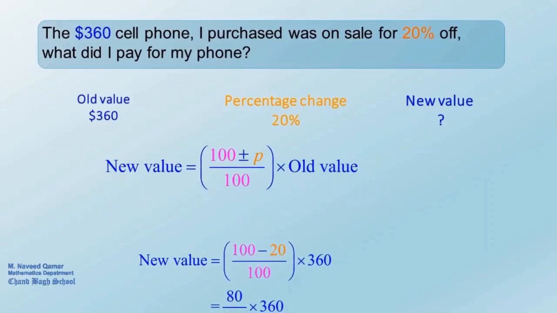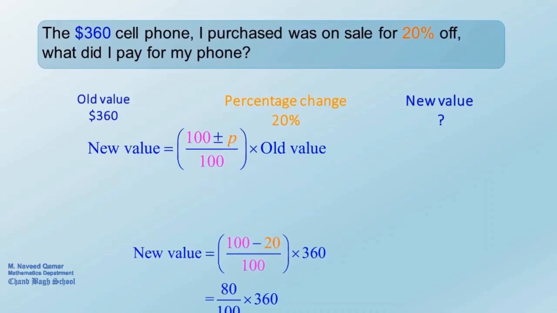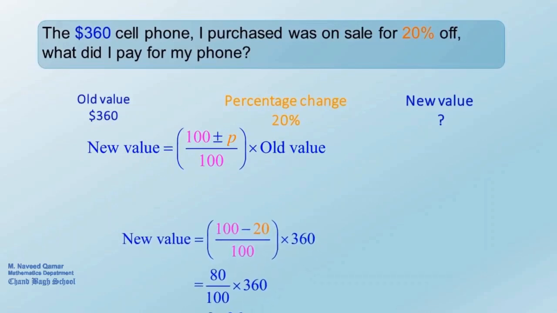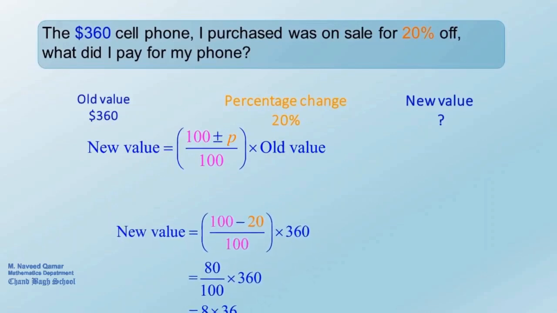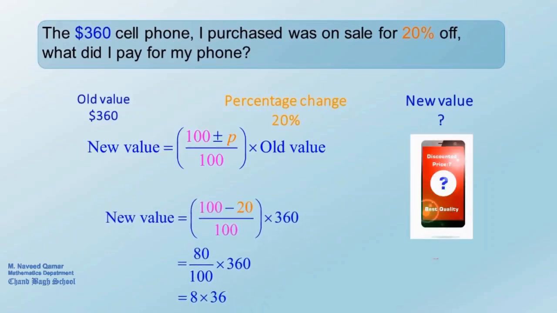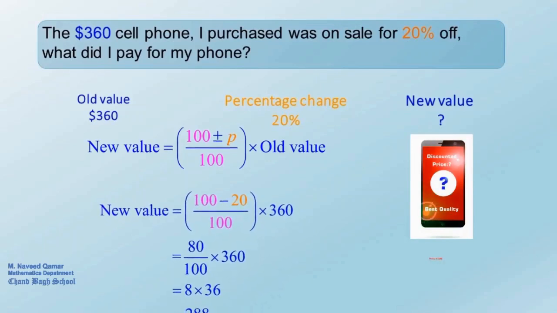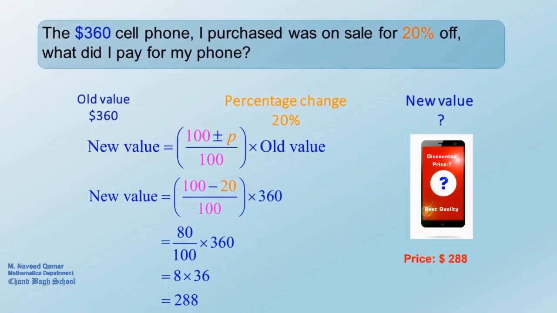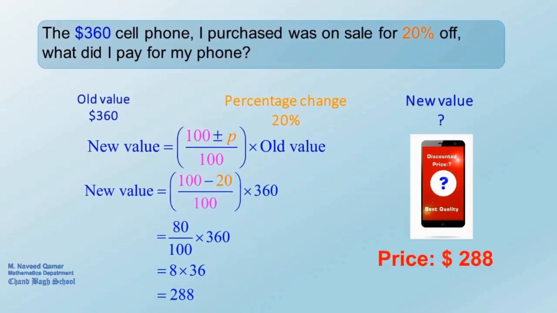Here the old value is 360 and the percentage change is 20. When we put these values in the formula, we have 100 minus 20 over 100 into 360. 100 minus 20 makes 80. So 80 over 100 into 360. Finally, we have 8 into 36 and hence the new value is 288. Means the discounted price of the cell phone is $288.